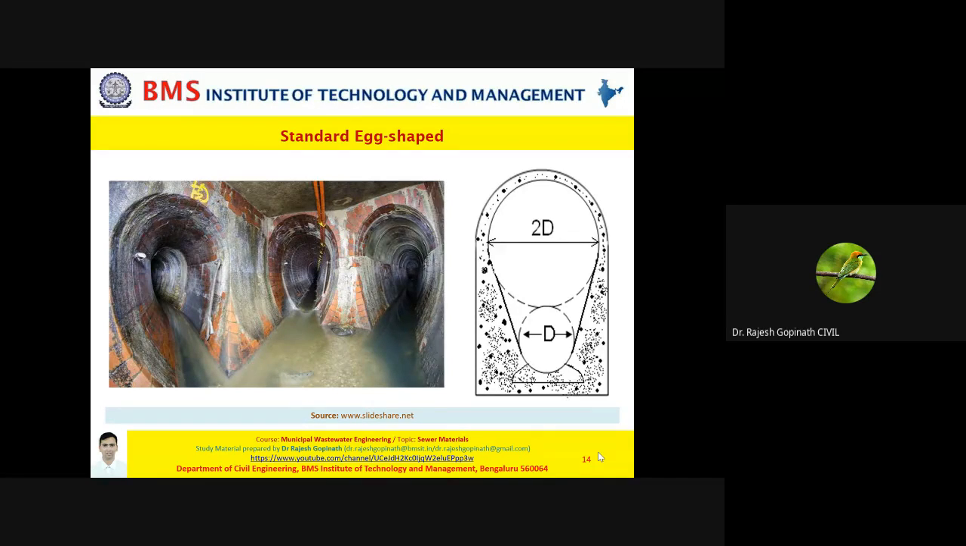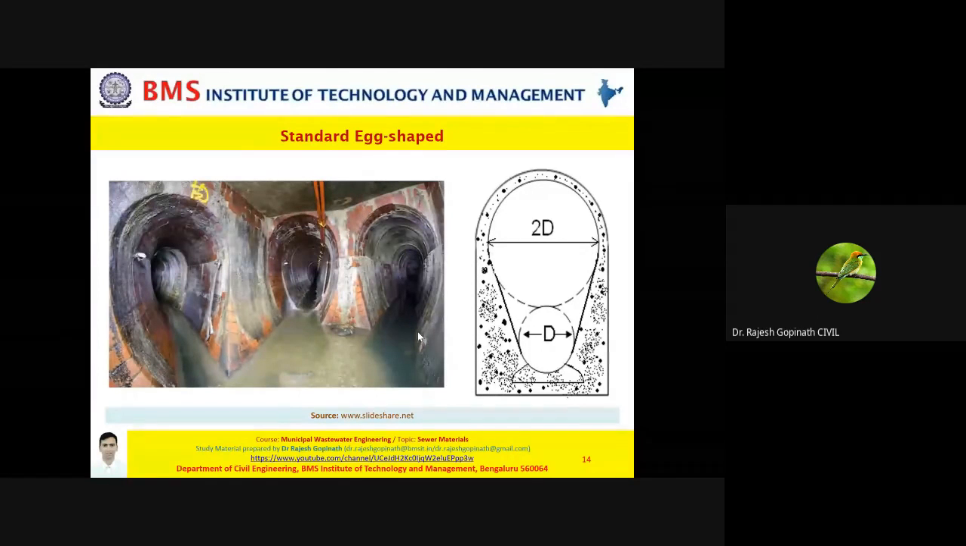Now basically what are you looking at? You're looking at a standard egg-shaped sewer. You can look at the shape, just try to observe the pattern of these sewers. They look like the shape of an egg. I may also call it ovoid or oval. Now the standard egg-shaped sewers, also called ovoid-shaped sewers, whether new egg-shaped sewers or modified egg-shaped sewers, are meant for the combined sewerage system. That is, whenever you go for a combined sewerage system, then you tend to prefer these.